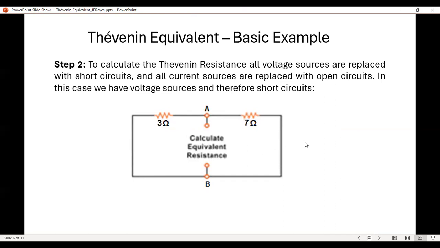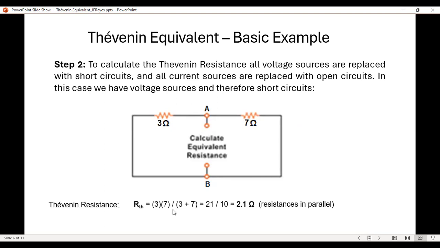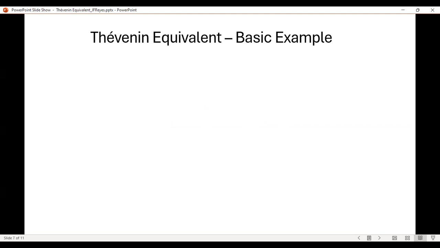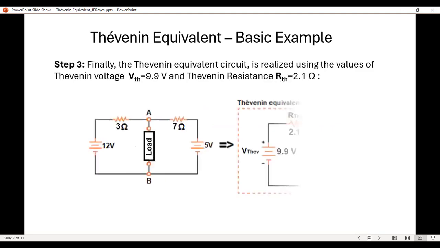Now, the Thevenin resistance is the resistance of the circuit with respect to the terminals AB. And we see that that resistance is the parallel combination between 3 ohms and 7 ohms. So the Thevenin resistance would be 3 times 7 divided by 3 plus 7, which gives us a Thevenin resistance of 2.1 ohms.